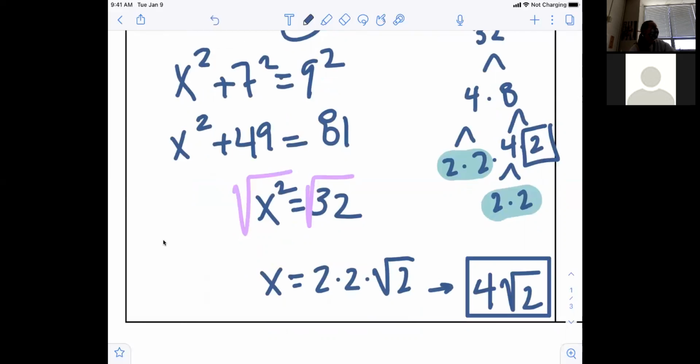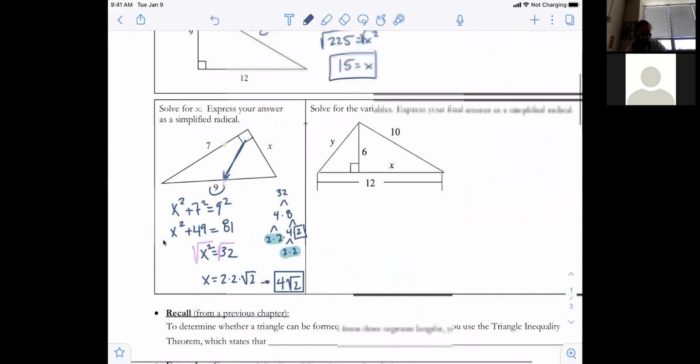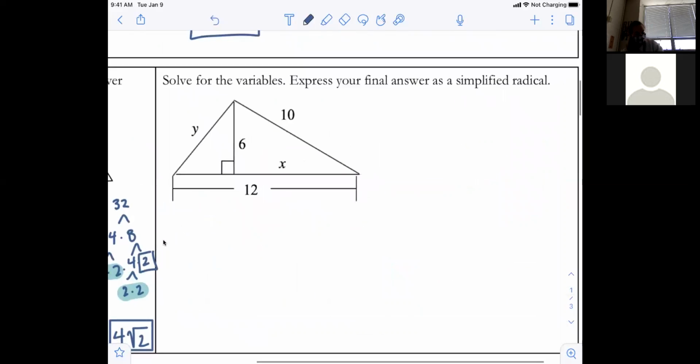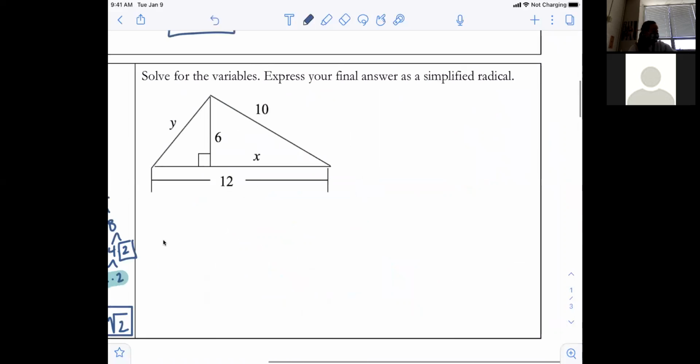All right, am I moving too fast, or are we doing okay? Doing good? Awesome. All right, next one, very similar. This one says solve for the variables. This one is like a heartbeat or Nike swoosh. What we can do is we can find one of the sides using the Pythagorean theorem.